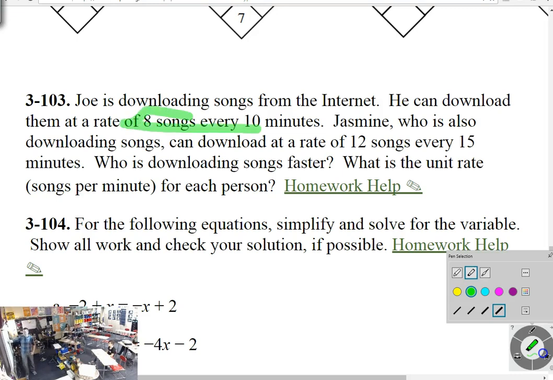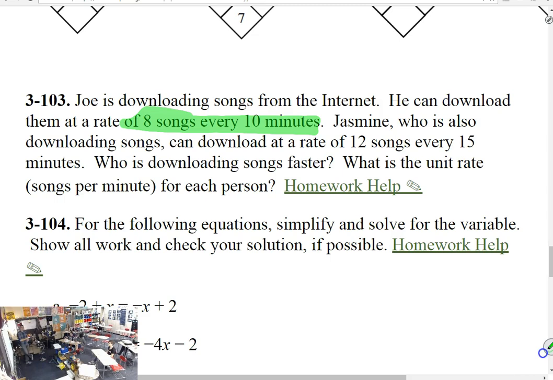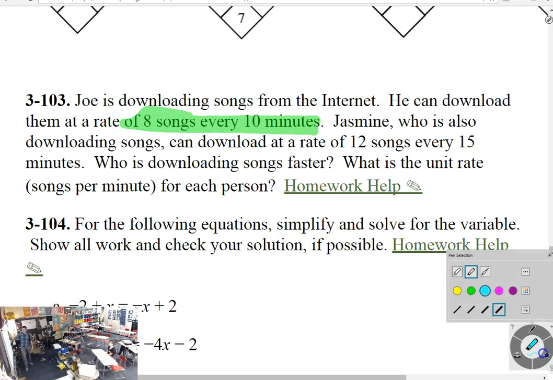8 songs every 10 minutes. So my generation was the first generation of downloading songs. 8 songs would have taken me probably about an hour to download back in the day. So Jasmine, who's also downloading songs, can download at 12 songs every 15 minutes. And it's the same units, right? Songs and minutes. Who's downloading faster?